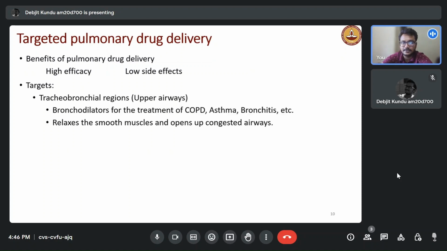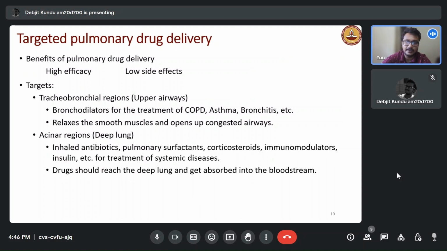One class targets the lung tissue as well, so they should be absorbed in the tracheobronchial region. They include bronchodilators for treatment of COPD, asthma, and so on. They relax the smooth muscles. And there is a second class of drugs which target to reach the deep lung, and their main goal is to get absorbed into the bloodstream and through circulation reach other organs of the body and work on them.